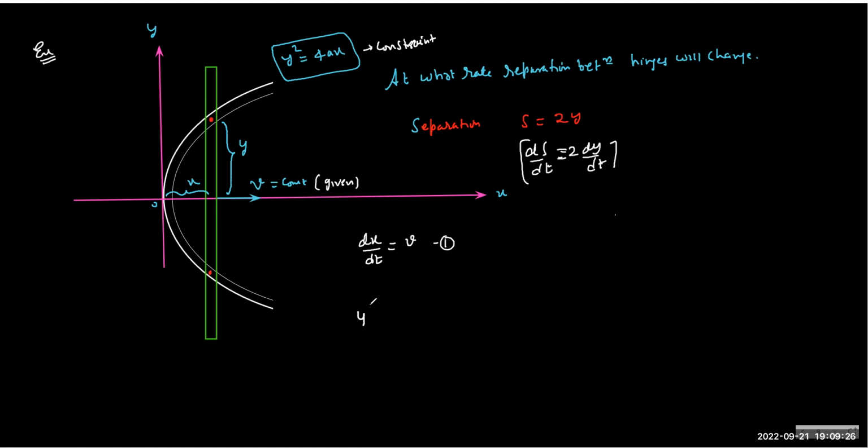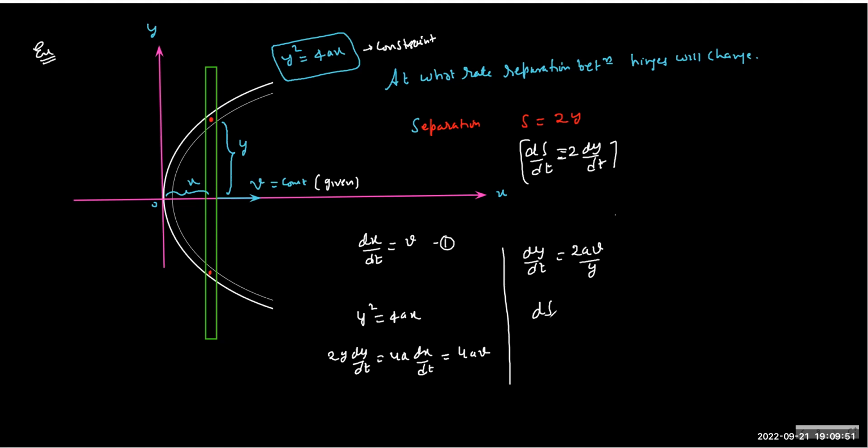So y square is 4ax. If you differentiate, what will we get? 2y dy by dt equals 4a dx by dt, which is given to us, right? So dy by dt, how much did we get? 2av by y, right? So ds by dt will be how much? Twice of this value. So ds by dt, you can leave like this. That's totally okay. Or if you want, you can write it in terms of x.